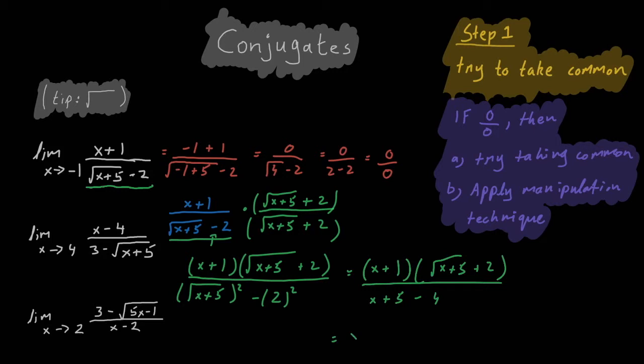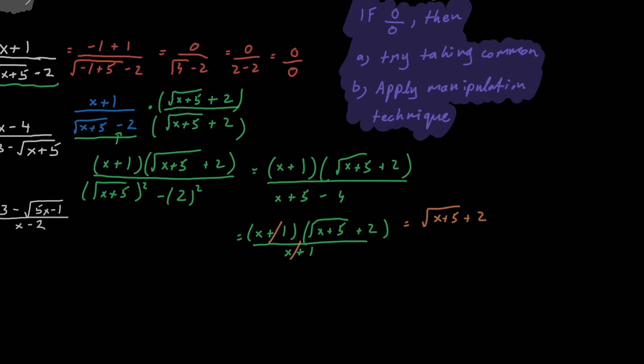So this would become x plus 1, under root x plus 5 plus 2, divided by x plus 1. We can simply cancel off x plus 1 and x plus 1 over here, and we'll be left with under root x plus 5 plus 2. Now if we substitute for x again, we will get under root negative 1 plus 5 plus 2, which is under root 4 plus 2, which is 2 plus 2 is equal to 4. So 4 is your answer.